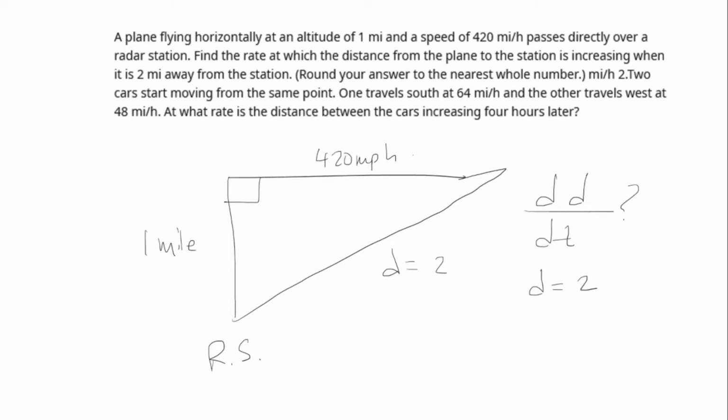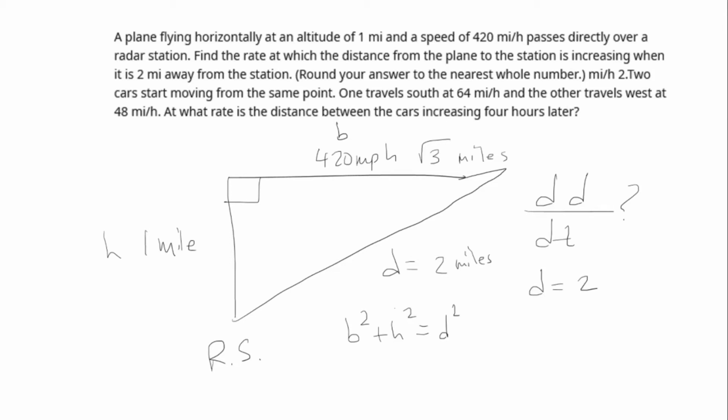So I can actually solve this right triangle by using the Pythagorean theorem. And we would get that the base of the triangle is square root 3. And this is, of course, in miles. Okay. So in order to find the derivative of the distance with respect to time, I need to use the Pythagorean theorem. So I'm going to label the base b, the altitude h. So I'm going to have b squared plus h squared equals d squared by the Pythagorean theorem.